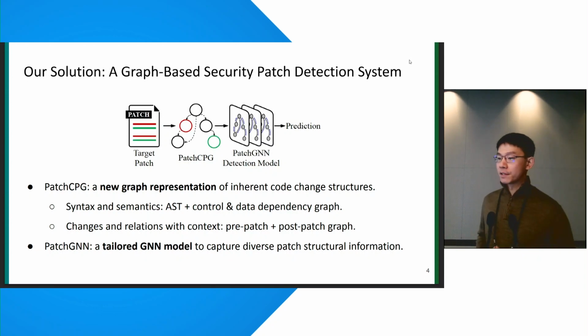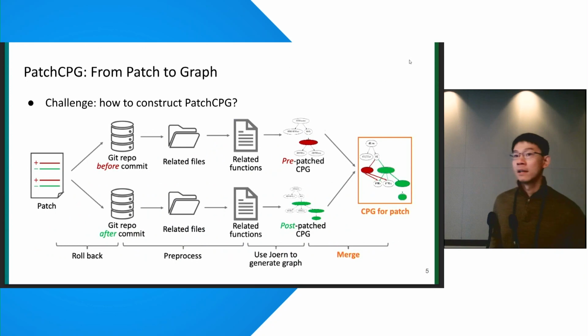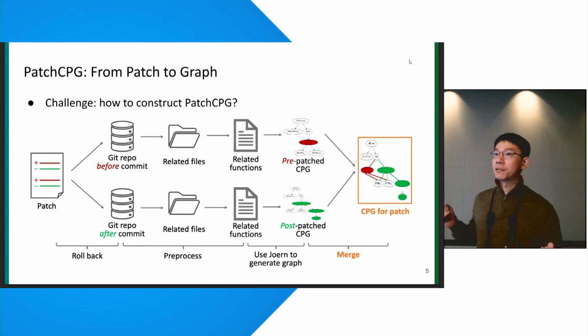We first propose a new graph representation for patches called PatchCPG. It includes both the syntax and the semantics information for patches, including the abstract syntax tree, control dependency graph, and data dependency graph. The PatchCPG also includes the version information from the pre-patch source code and the post-patch source code. Then we design a patch-tailored graph neural network model called PatchGNN to capture the diverse patch structure information with a multi-head attention mechanism. So from the first step, we need to convert a patch into a graph representation, PatchCPG.